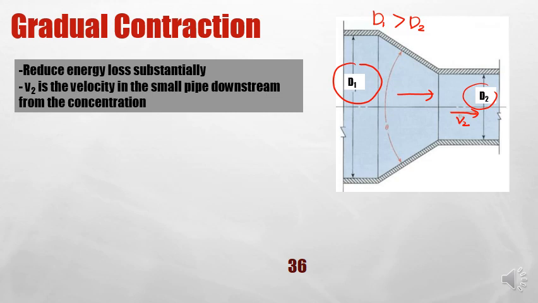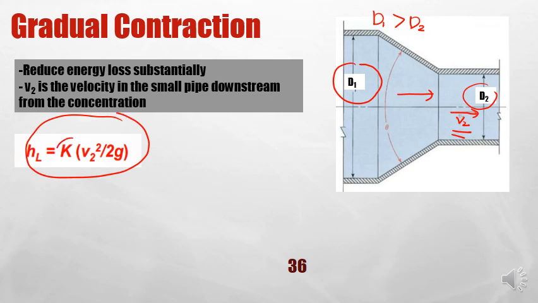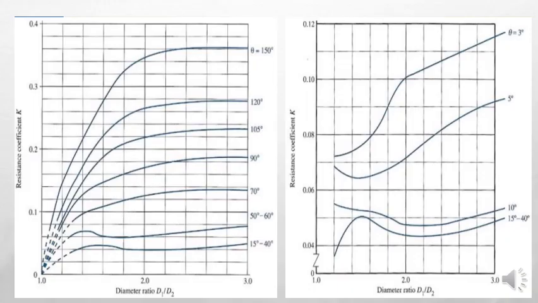So the energy will be lost substantially, and again we consider the V2. This is the equation to calculate the HL. In order to determine the K value, I will show you later how we can use the diagram. So this is the diagram that we're going to use to determine the K value for gradual contraction.